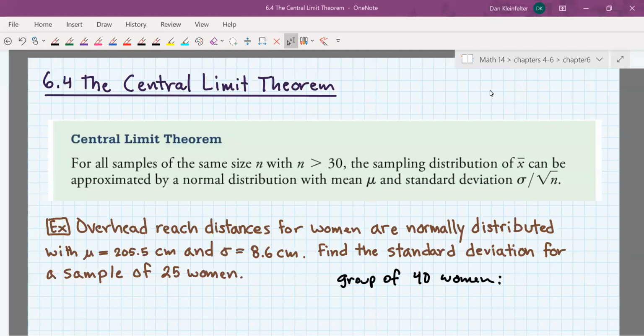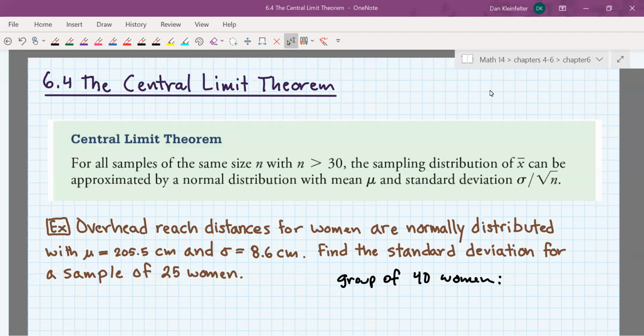Welcome back, everybody. In this section, 6.4, we'll be looking at what's called the central limit theorem. The central limit theorem gives us some guidance about the sampling distribution of the sample mean. And so the theorem reads like this.